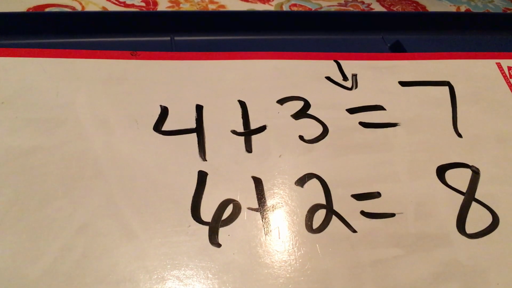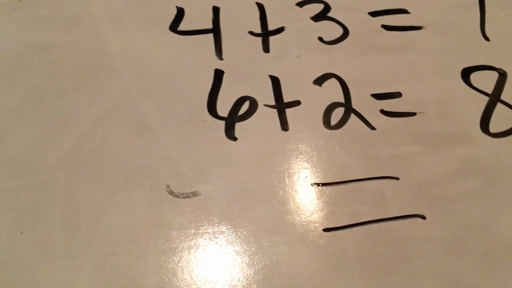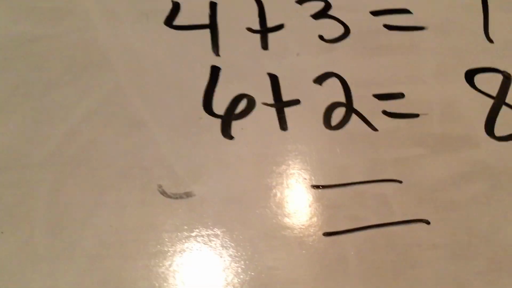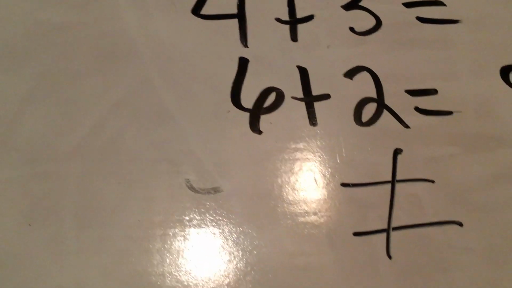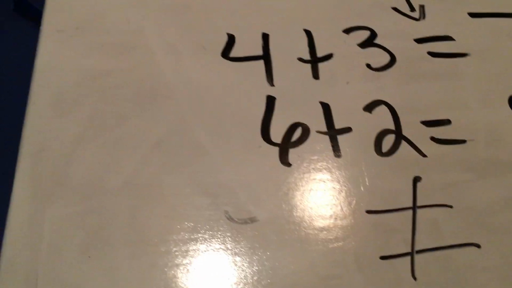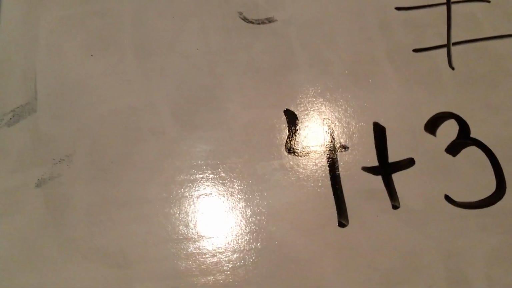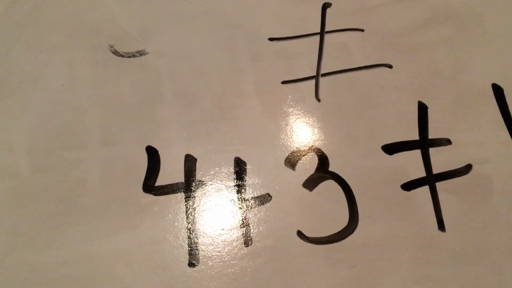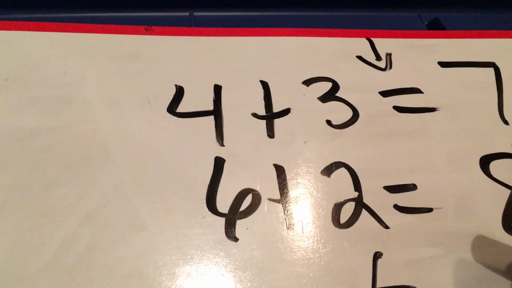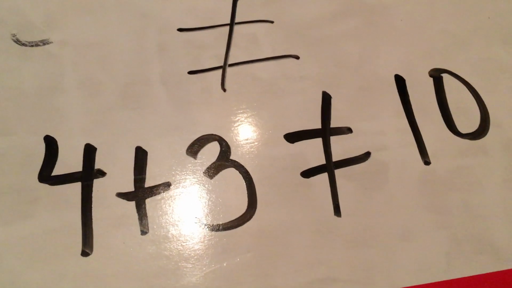Alright, so our next vocabulary word is not equal to. So we know that this is equal. So what does it look like for is not equal? Well, you simply just put a line through it. So that sign means is not equal to. So if we were to use the same problems that we used earlier, 4 plus 3, we could say is not equal to 10. Because we said up here at the top that 4 plus 3 is equal to 7. So we know that 4 plus 3 is not equal to 10.